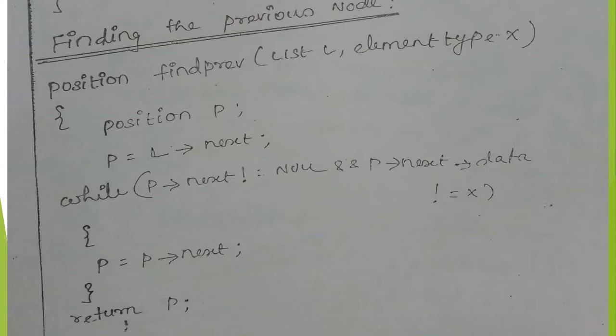If P's next value, that is the next node, is not null, we should keep on doing this while loop. And we should also check one more condition, whether P's next node's data is equal to X or not. If P's next node's data is equal to X, we can stop the loop. Otherwise, the loop will continue by changing the next node as P with the statement P's next becomes P. After we get the previous node with the value X in the next node, we will stop the loop and return that P value.